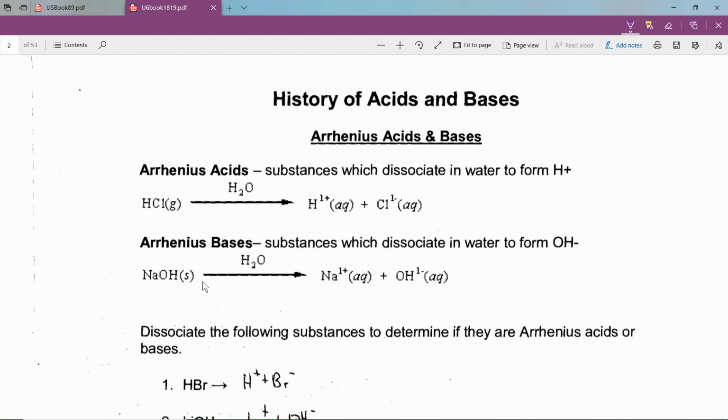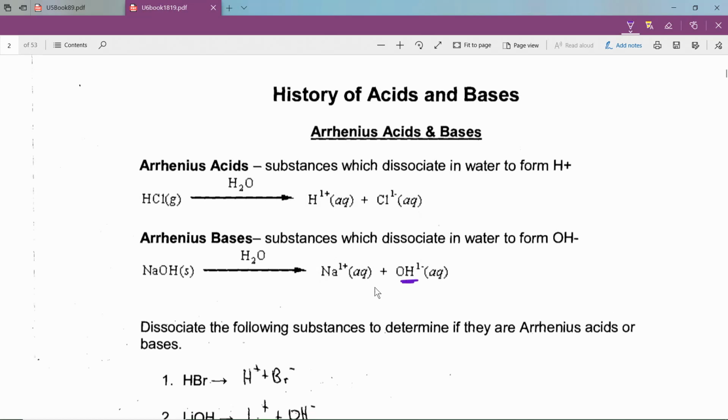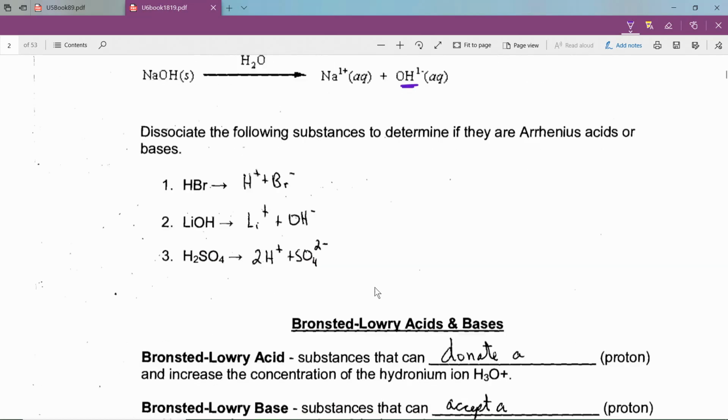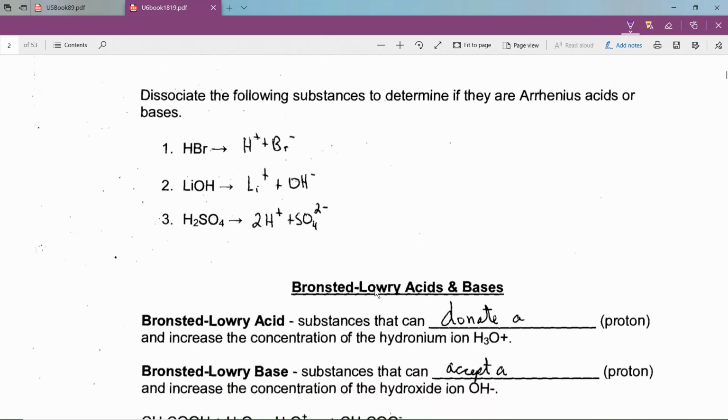NaOH is an example of an Arrhenius base. When you break the sodium hydroxide down in water, it breaks into Na plus and OH minus. So an Arrhenius base releases hydroxide into solution. Here we see some examples of Arrhenius acids or bases. HBr breaks down to H plus and Br minus, so it's an Arrhenius acid.